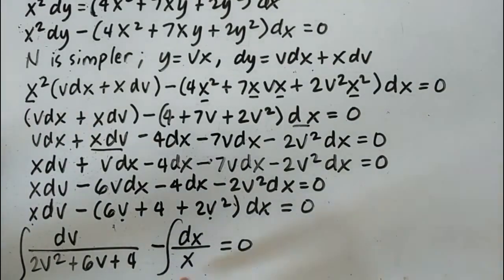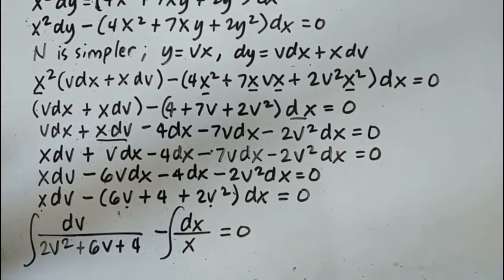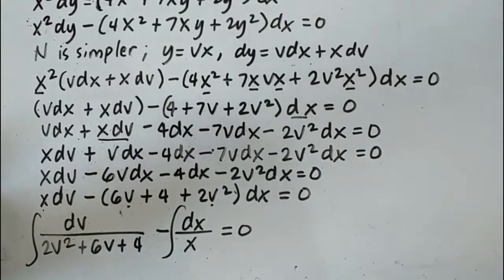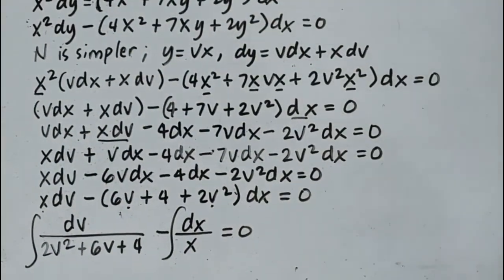Now, as you can see, this is very easy to integrate because this results to ln of x. But how about this one? This is where we need to go further. This is where it becomes a little bit complicated, but it is still doable. So we separate this into partial fractions, but before we can do that, we need to first factor 2v squared plus 6v plus 4. Okay.